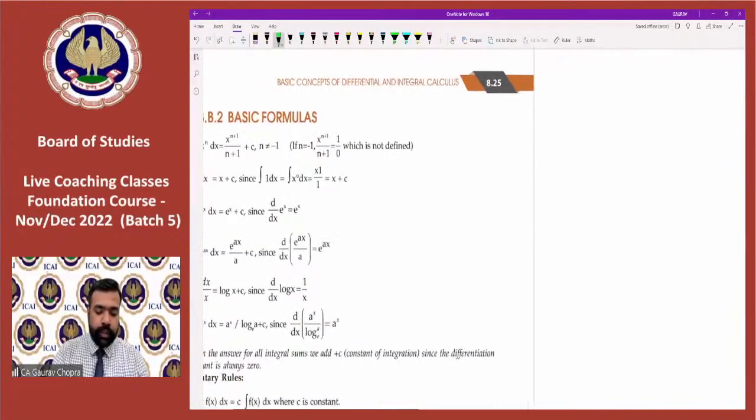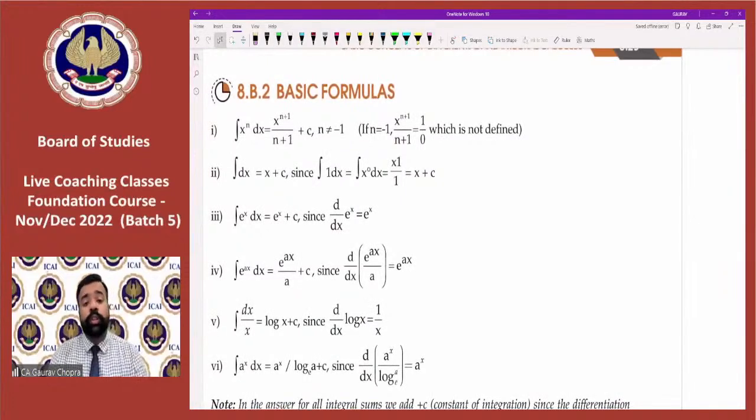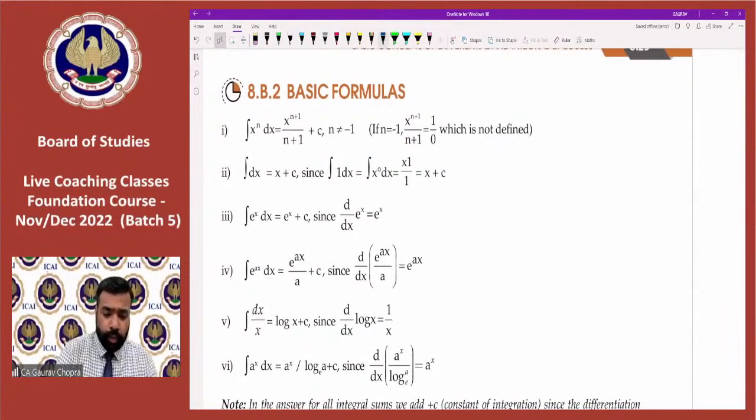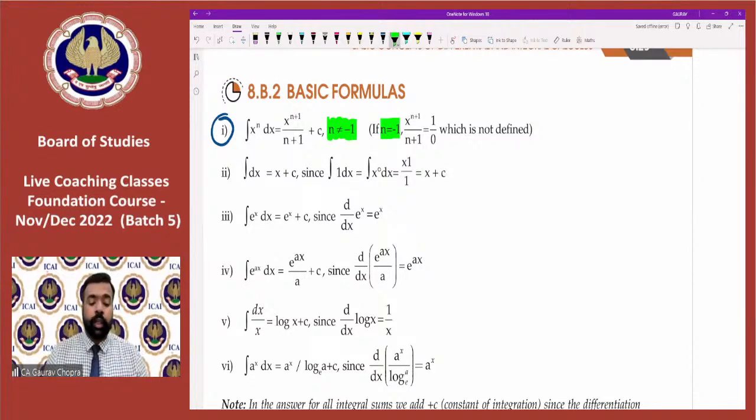Now let us see some more formulas. Now the most important thing in this first formula is the condition: when this formula is not applicable. This formula is not applicable when n is equal to -1. So the condition says this formula is correct, but n should not be equal to -1. Now why so? If it is equal to -1, then what will happen?